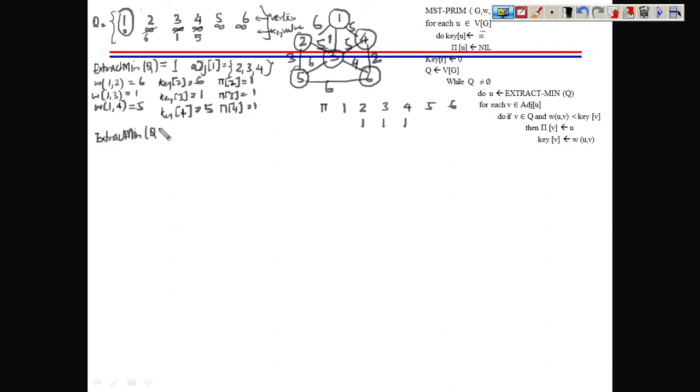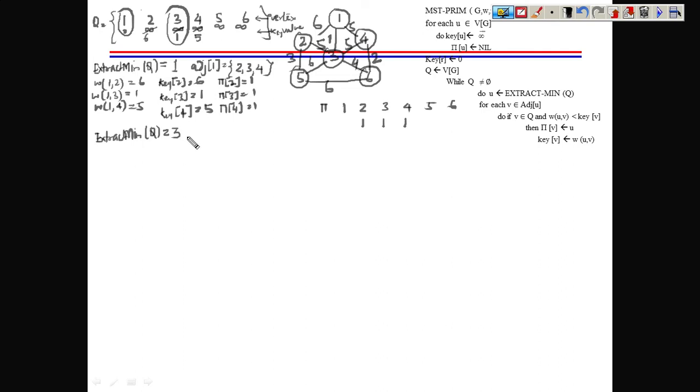Now out of these available vertices, the minimum value is 3. So you will extract this one. Whatever you are extracting, just encircle it so that we can easily find out that this is not a part of the queue. It will give you 3 because it has the minimum key value. If you come across two values that are minimum, then you can select any one.